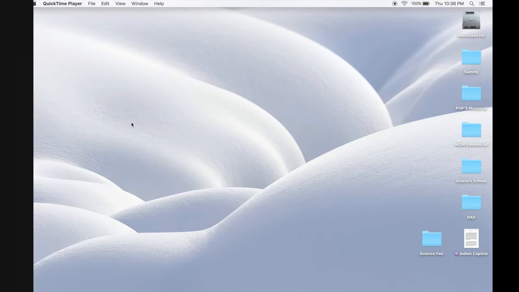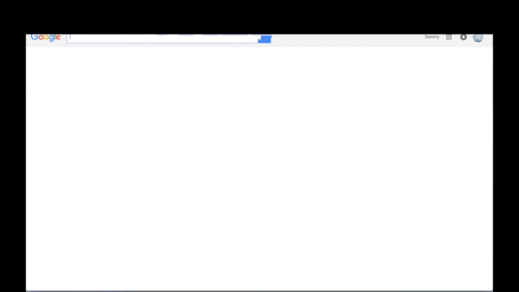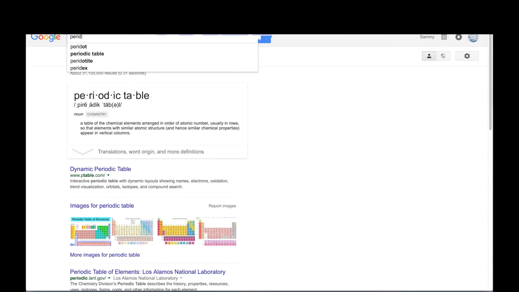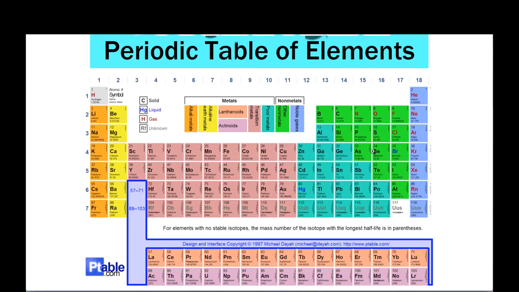So I'm going to be reviewing the periodic table of elements here. I just want to open it up real fast. Periodic table right there. The images, open this up real fast. So basically this is the periodic table. Just want to explain it to you, all the different groups.